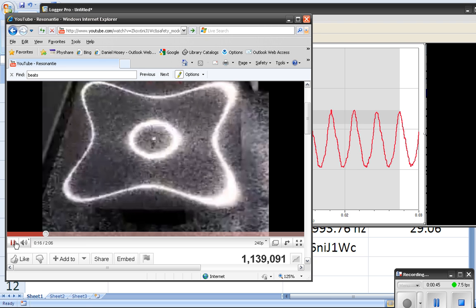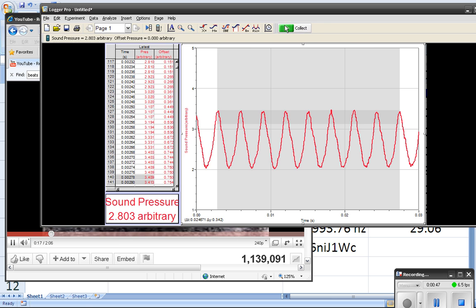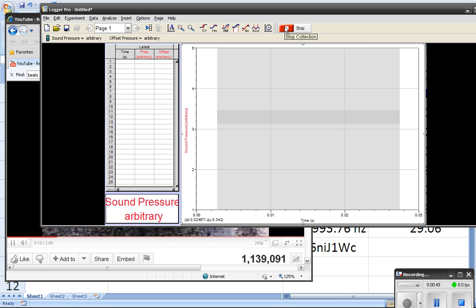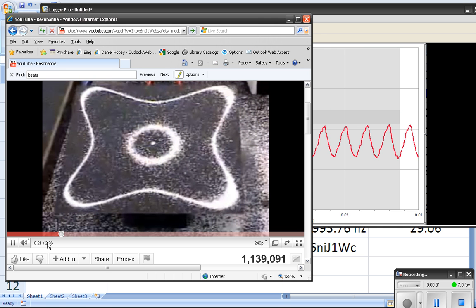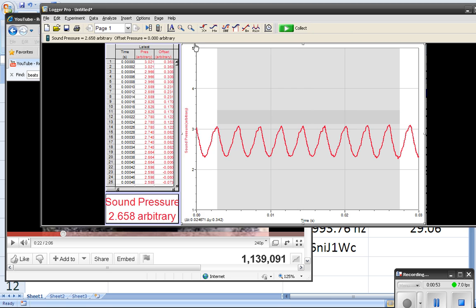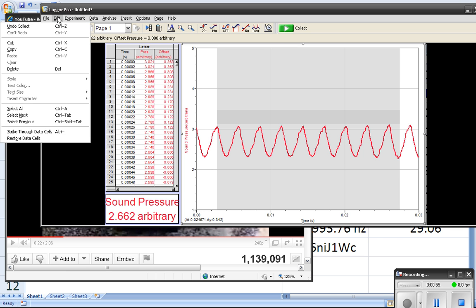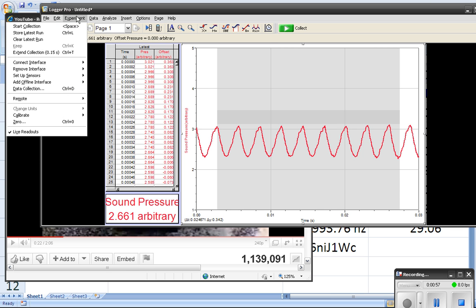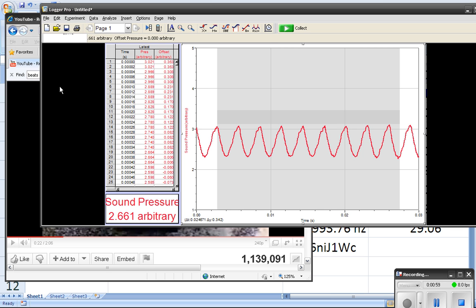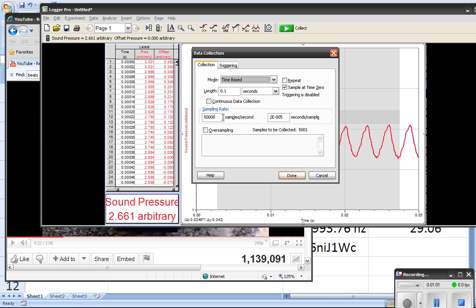And I'll hit start, and then it takes 0.03 seconds to take the data. What I have this set up for in the data collection is 50,000 samples per second, so it's going to be really good for measuring the frequency.